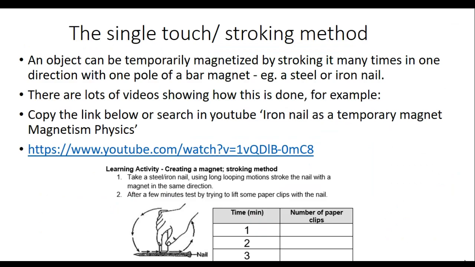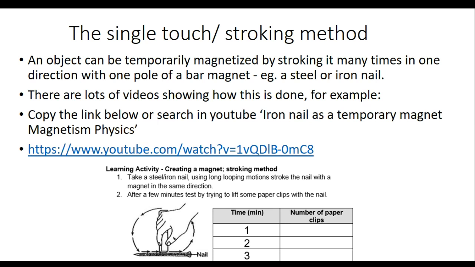Now we are going to look at what we call the single touch or the stroking method. I believe that in your booklets it's called the stroking method. So an object can be temporarily magnetized by stroking it many times in one direction with one pole of a bar magnet. So it could be a steel or iron nail that you do this with.